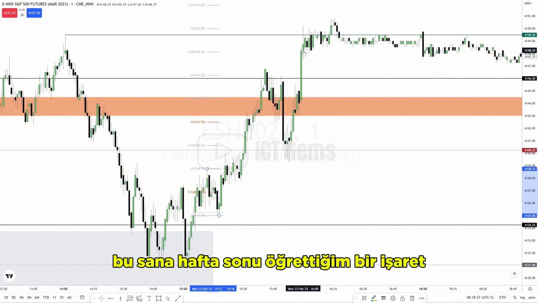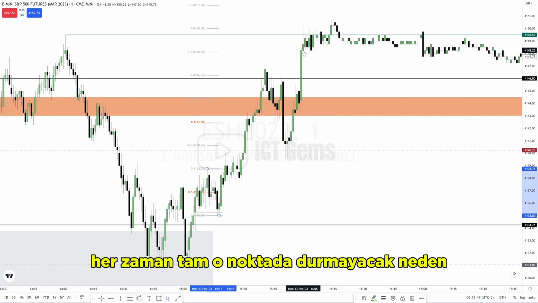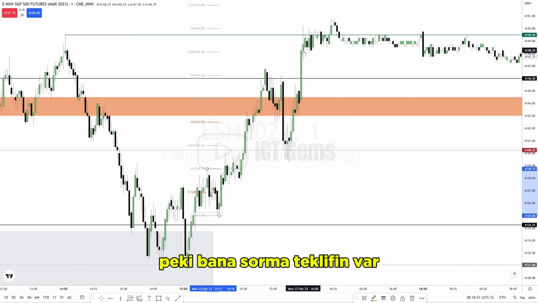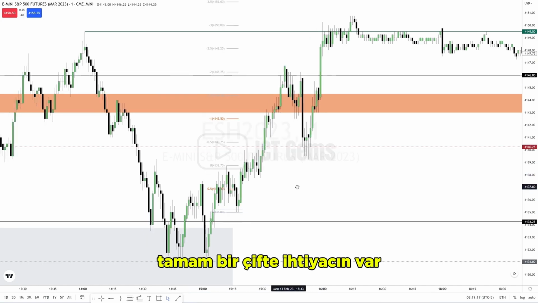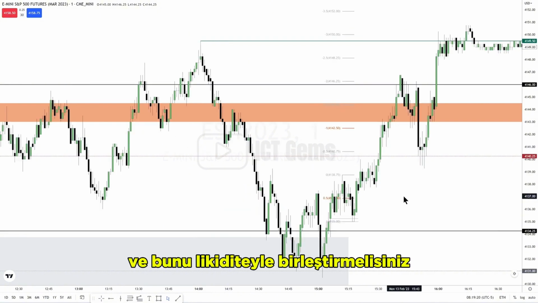41.50.25. That's 1 tick. I taught you over the weekend that the market likes to remove mohawks. It wants to have a seamless delivery. It will not always stop right at the tick. Why? Well, you have the bid and the ask you have to worry about. This run from here to here, you have to couple that with narrative and you have to couple it with liquidity.